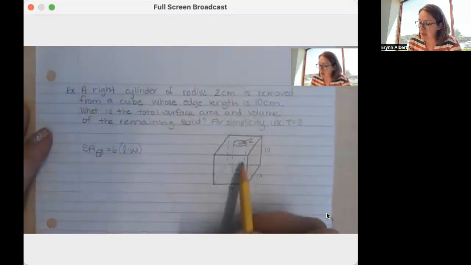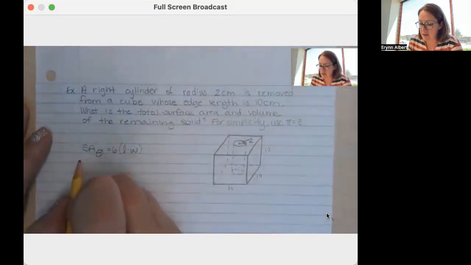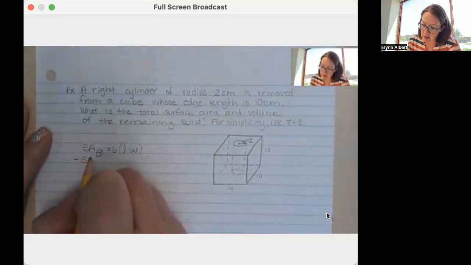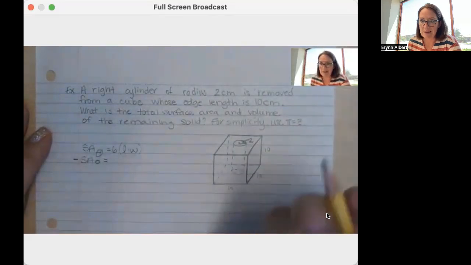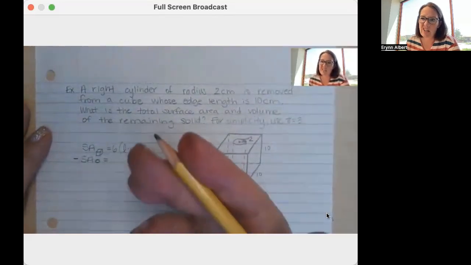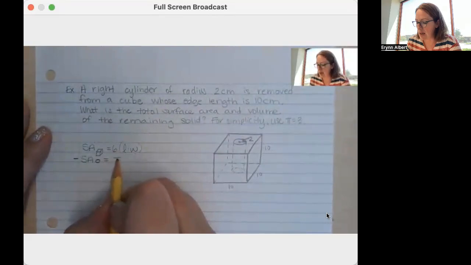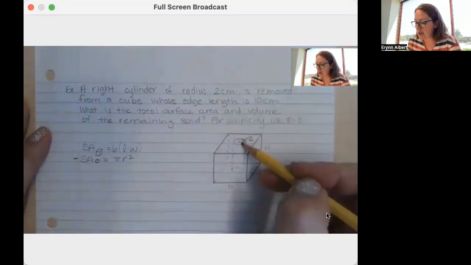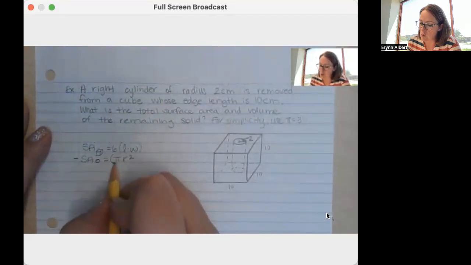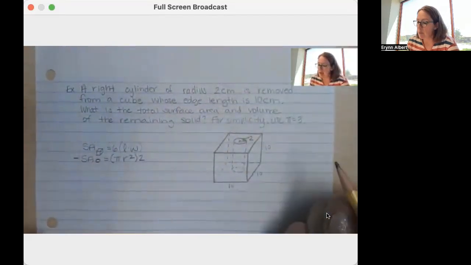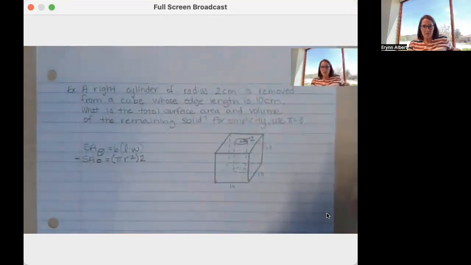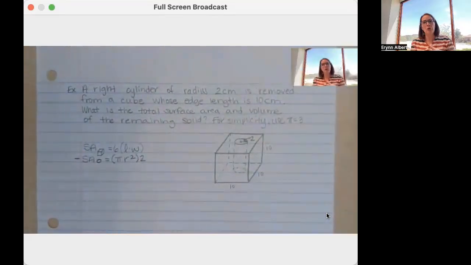But on the top and the bottom, there are those circles, right? So I need to subtract the surface area of a circle. Because it's a 2-dimensional figure, surface area and area are the same for this. So it's going to be pi r squared. But how many of those do I have? I have 2 of those, so I need to multiply by 2. Okay, but think about this. What other surface would I have if I cut a cylinder out of a cube?